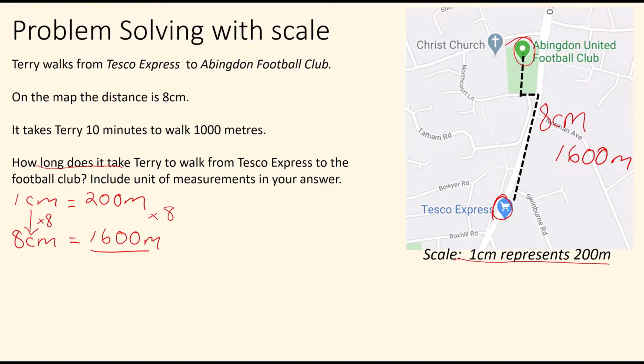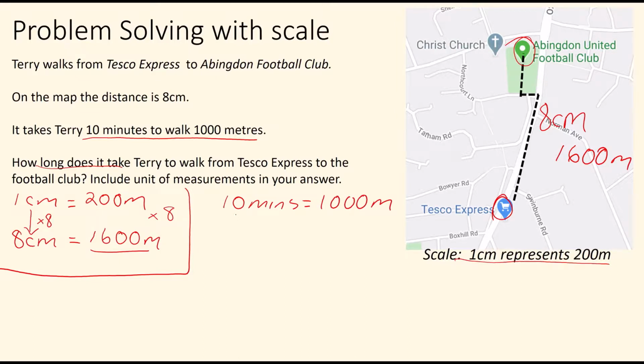Now we need to say how long it takes him. All it tells us is that it takes him 10 minutes to walk 1,000 metres. And that is like another scale factor. So 10 minutes equals 1,000 metres. Now usually our scale factors have the number 1 on the left hand side, and this is a bit like simplifying a fraction or a ratio. We're going to get this 10 down to 1.